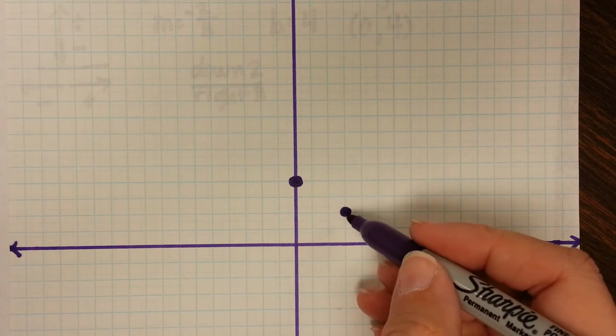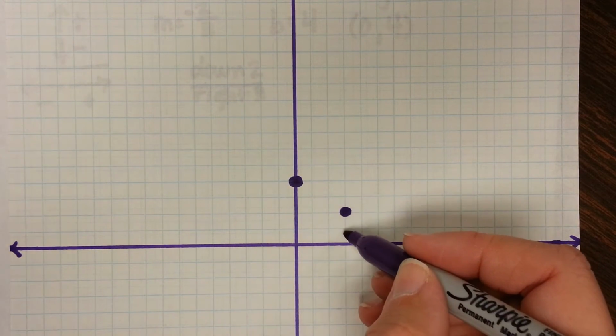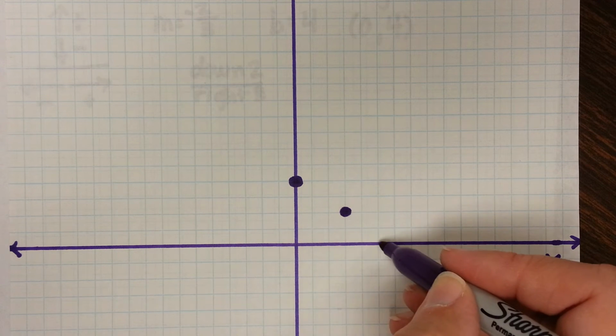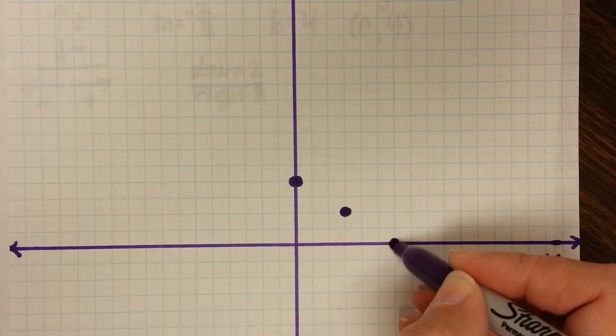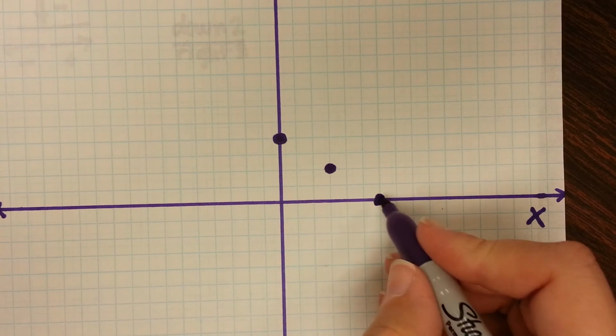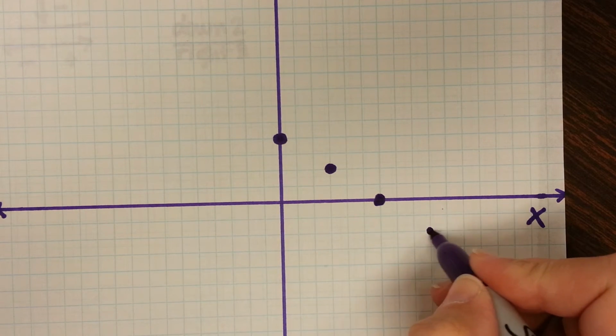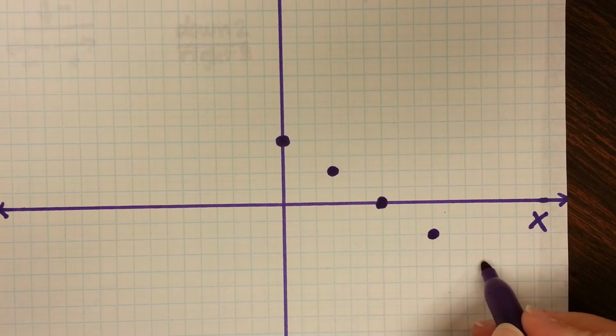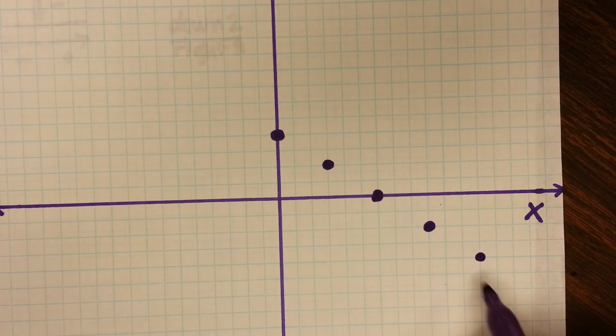I could continue going down. I go down 2, 1, 2, and to the right 3, 1, 2, 3. I could go down 2 more, 1, 2, and to the right 3, 1, 2, 3. And I could keep going until I got to the edge of my graph.